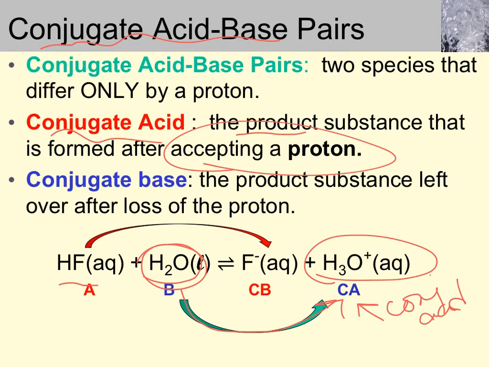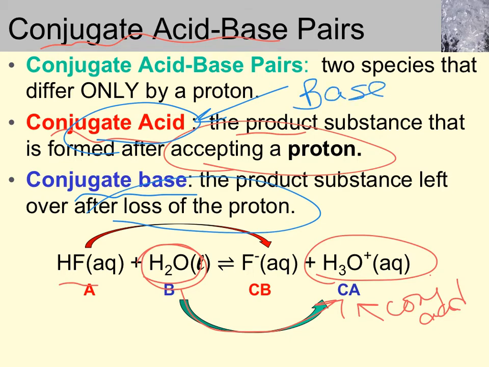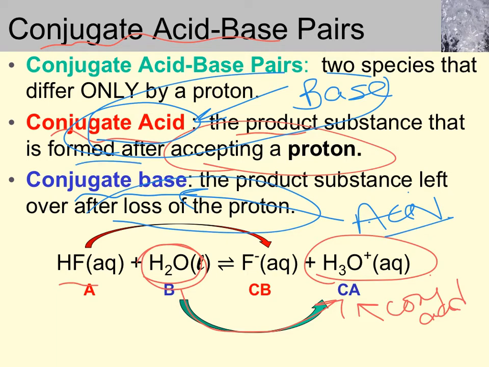A conjugate base is what's left over after an acid has given away a proton. So let me just stop for a minute. A conjugate acid comes from a base. Okay? A conjugate base comes from an acid. Okay? So a base makes a conjugate acid. An acid makes a conjugate base. And we call those conjugate acid-base pairs.